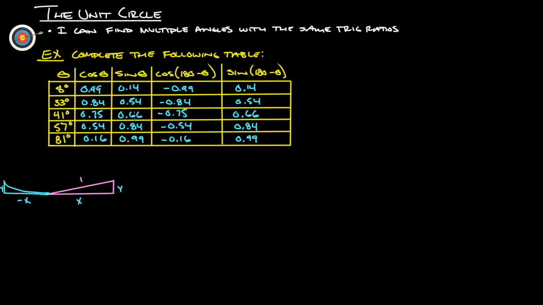Okay. Also note that once the angle gets past 45 degrees, which would be just our perfect little 45-45-90 here, then once it gets past 45, the sines are bigger than the cosines, and when it's less than 45, the cosines are bigger than the sines.